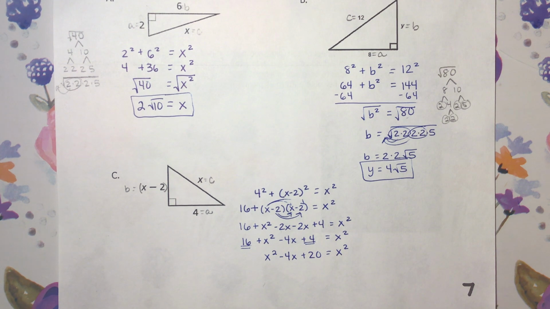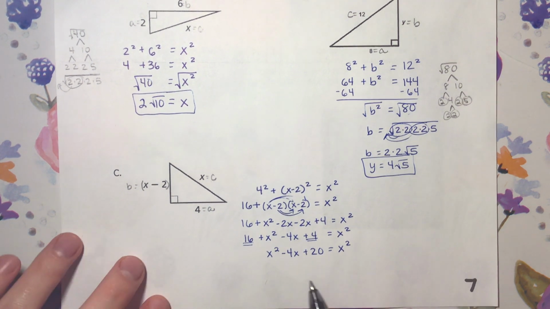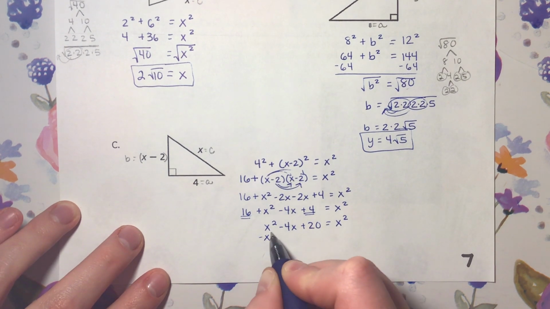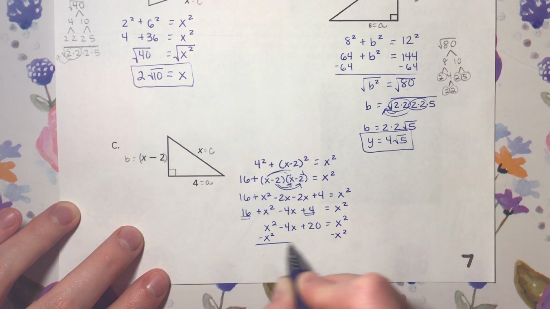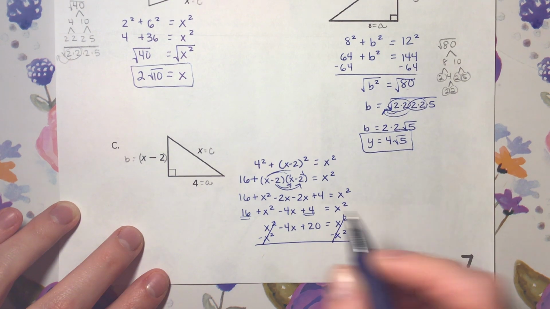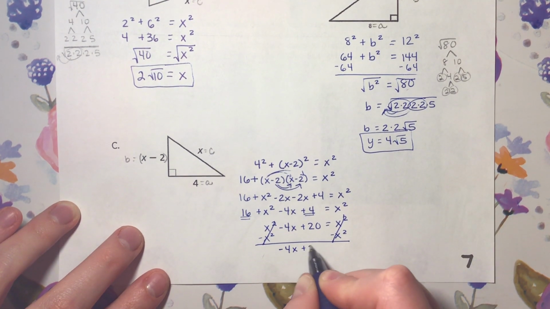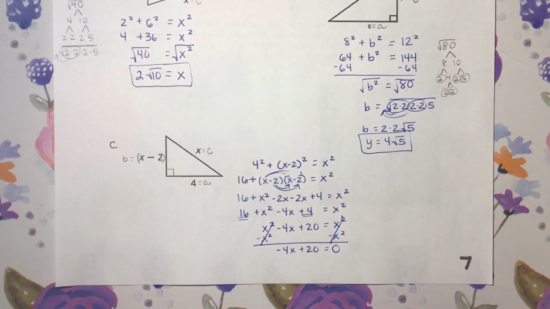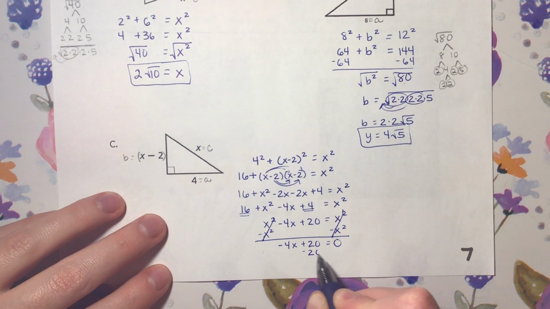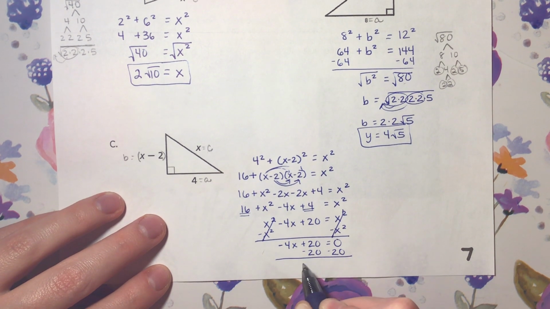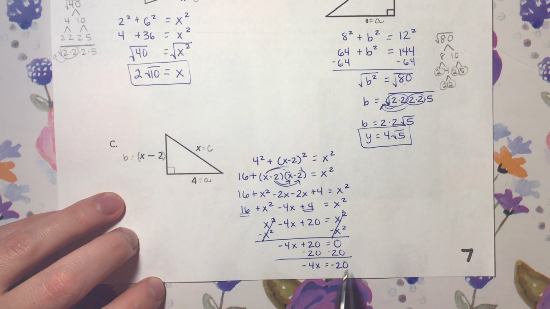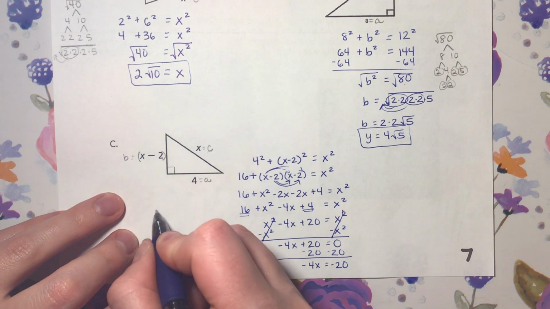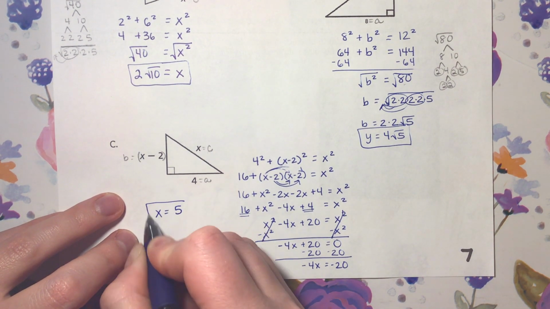Alrighty. Let's subtract X squared from both sides because we're trying to get those together. But they cancel. So now I have negative 4X plus 20 is equal to 0. So this is just 2 more steps, and then we have the X isolated. I'm going to subtract 20 from both sides. So that gets me negative 4X equals negative 20. In short, if you divide by negative 4 on both sides, X is going to equal positive 5.